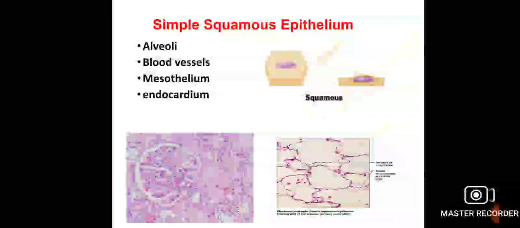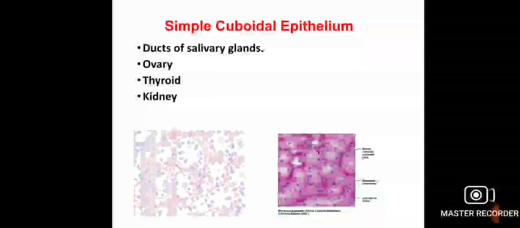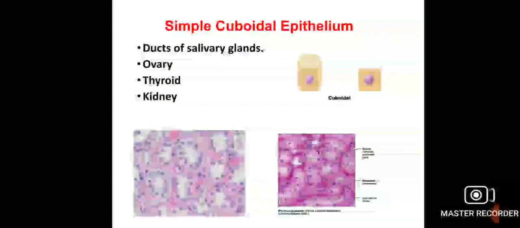For example, the peritoneal cavity, the pericardial cavity, or the pleural cavity. All the lining epithelium of these cavities is simple squamous epithelium. And the endocardium. Endocardium is the covering of the heart. For example, the atria and the ventricles are also lined by the simple squamous epithelium. And what is the function of the simple squamous epithelium? Its function is mainly, for example, in the alveoli, simple squamous epithelium is used for the exchange of gases, gaseous exchange. And next is simple cuboidal epithelium.